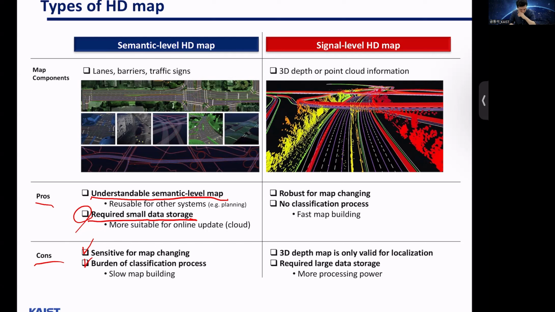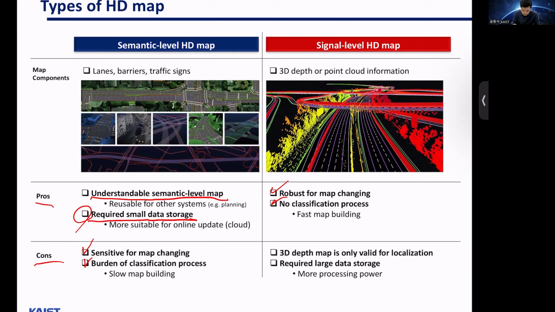On the other hand, if you look at signal level HD map, generally speaking, it's more robust for map change. Small change may be tolerable without fully updating the map. You don't need that perception algorithm, object detection, classification, semantic segmentation type of perception algorithm. So you can build map fast, and we can automate that process as well.